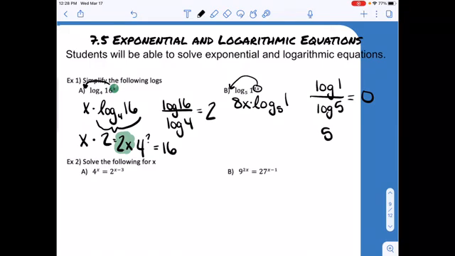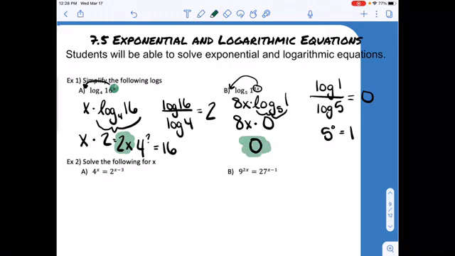You can think of this as 5 to the what power is equal to 1? Well, anything to the 0 power is equal to 1, okay? So we have 8x times 0, because log base 5 of 1 is 0, which means our solution here is just 0, because anything times 0 is 0.